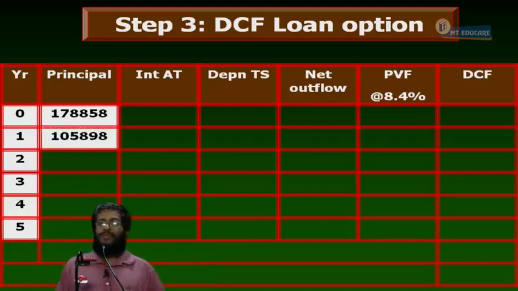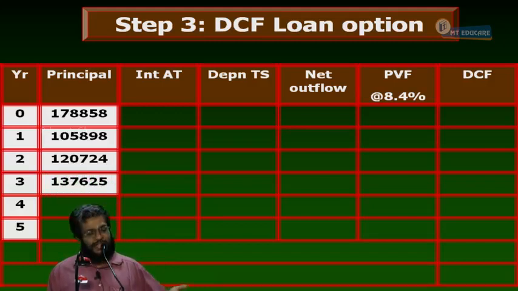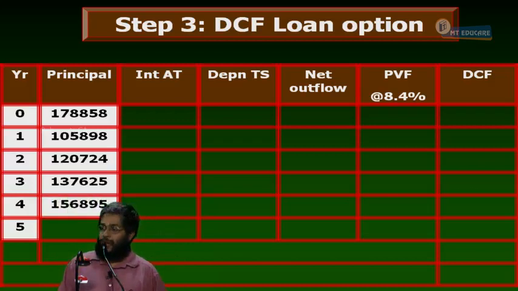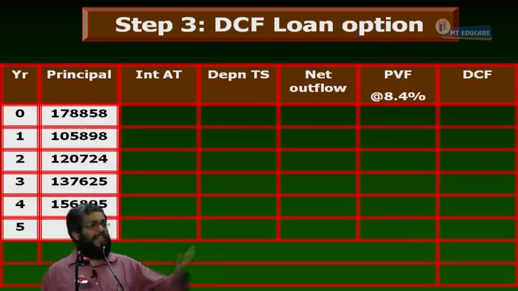Year 1: 1,05,898. Year 2: 1,20,724. Year 3, look at the notebook, step 1, and tell me what is year 3? 1,37,625. Look at the notebook and write; don't look at the slide and write here. Don't watch like a movie. Year 4, what is the principal repayment? 156,895. I hope you're all following. Year 5, nothing. Everything is closed in 4 years.